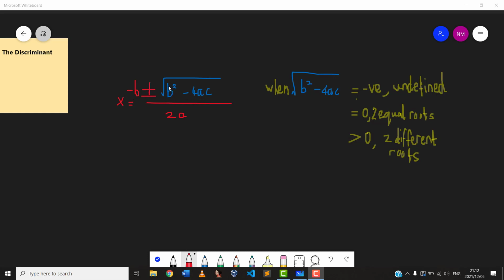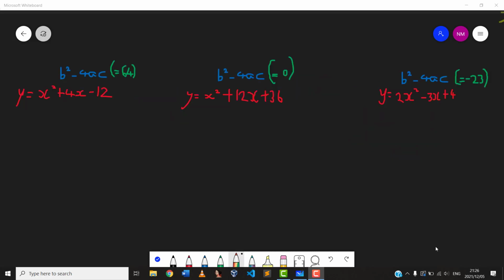Minus b plus square root of 4 over 2a would be different from minus b minus square root of 4 over 2a. Cool. Let's see what each scenario looks like visually on a graph. So when b squared minus 4ac is greater than 0, is 0, and is negative. When it's greater than 0, we would have two instances where the graph intercepts with the x-axis, and it would be two unique points, right? So this point here and this point here.